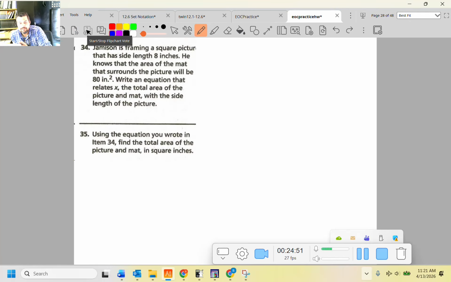Let's see, I don't like the way this thing is worded, but whatever. Jameson is framing a square picture that has side length 8 inches. He knows the area of the mat that surrounds the picture will be 80 square inches. Write an equation that relates x, the total area of the picture and mat, with the side length of the picture. It's a little easier than the one that was in your notes.